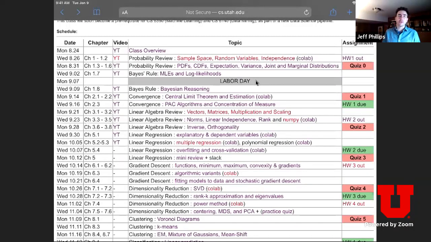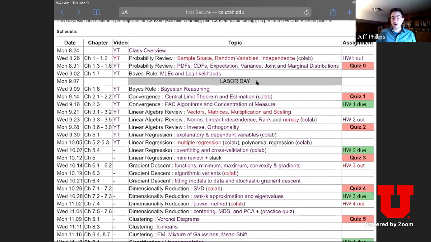And so once it's posted, you should be able to start on the linear regression part of it. The other thing is quiz 3 is going to be on Monday. Quiz 3 will cover the last lecture of linear algebra.